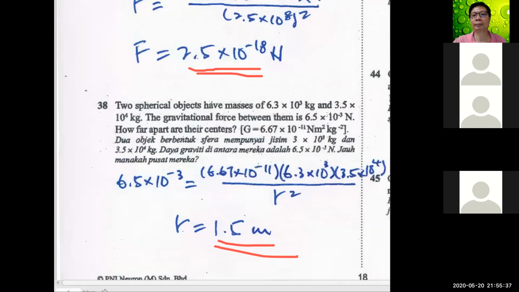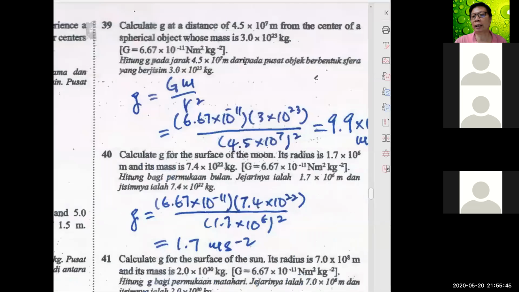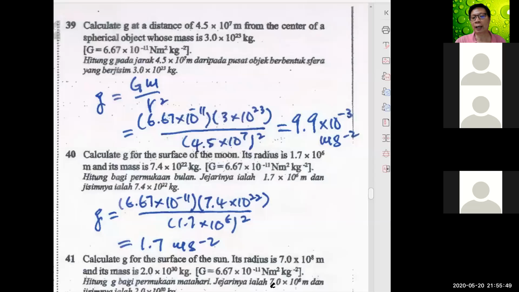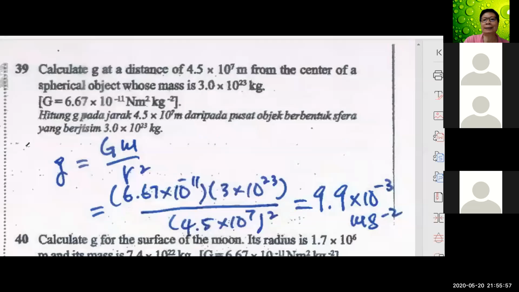Okay, 39. 39 is a little bit different. You are asked to find the gravitational acceleration. Calculate the g, okay? g means the gravitational acceleration now. Distance from the center of the sphere. All the values are given: this big G value, the mass, this value, and then the distance. So you calculate carefully and you get this answer. So this one is finding the gravitational acceleration. The g means gravitational acceleration.